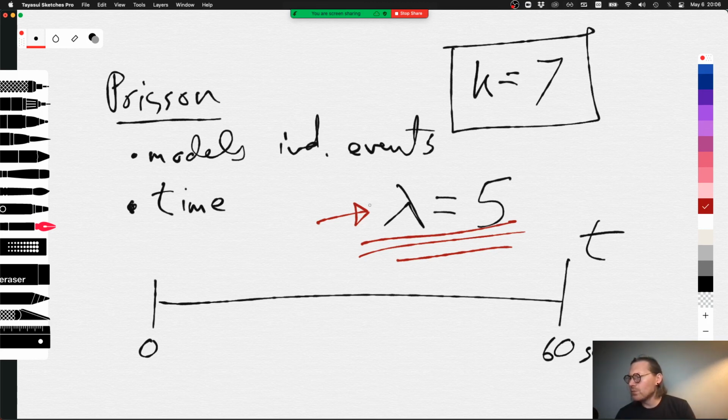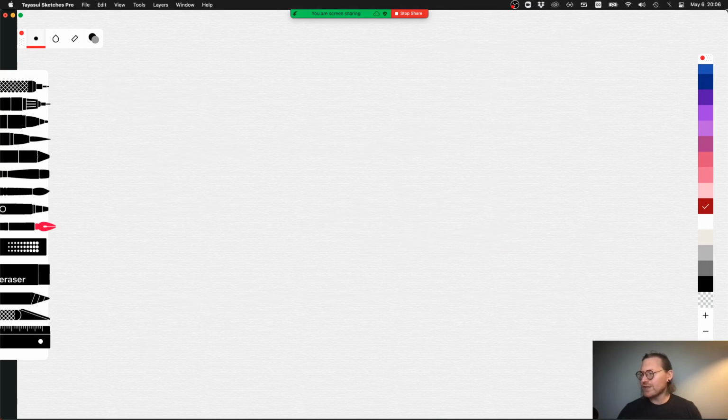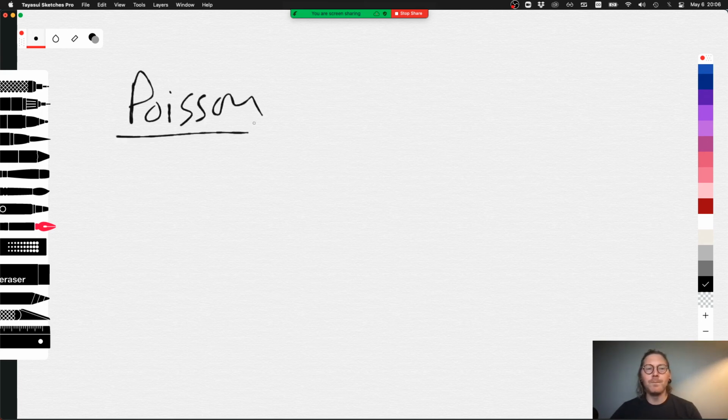But either way, it's amazing that this exists. Let me say that. It's a really interesting distribution, and it allows us to answer some pretty good questions. So given a typical frequency, given an average lambda, we can find the probability of a specific number of outcomes k.